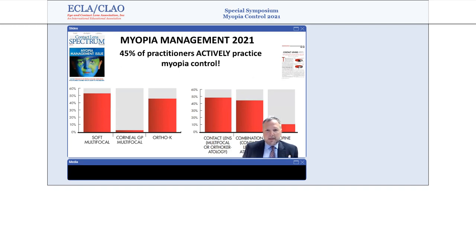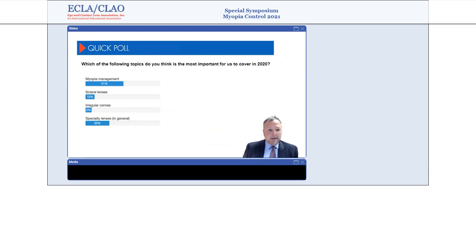When we ask our readership in Contact Lens Spectrum, are you actively practicing myopia control in your practice? 45% of practitioners today are saying that they are indeed. We ask them what type of contact lenses they are using, and about half will say soft multifocals, half will say orthokeratology. When we ask about the use of contact lenses and atropine, for example, or combination approaches, practitioners are actively using these as well.